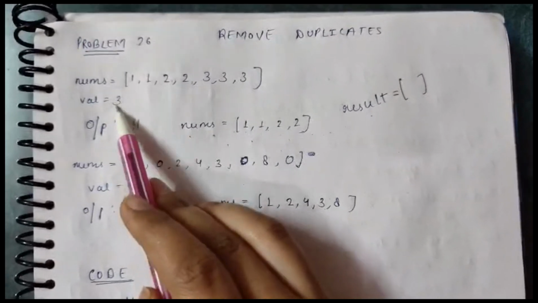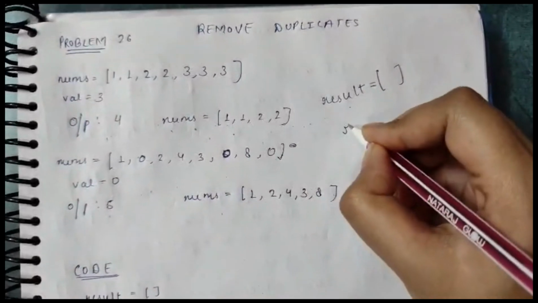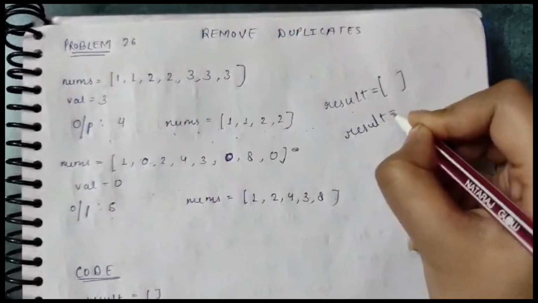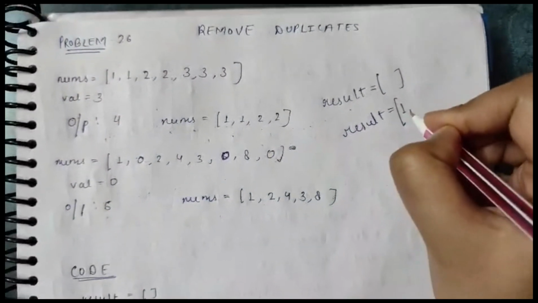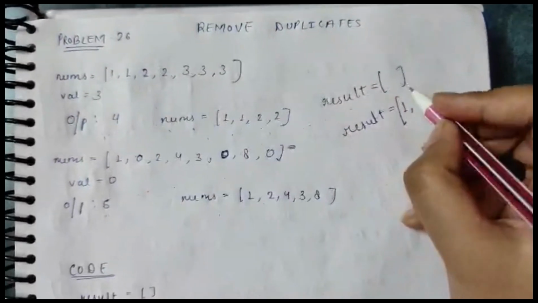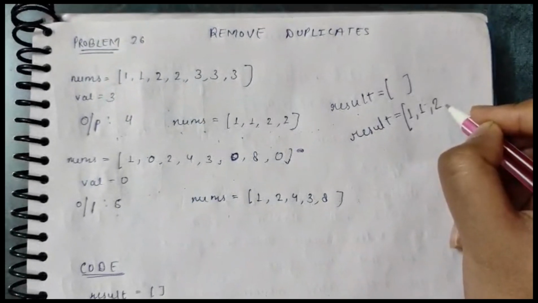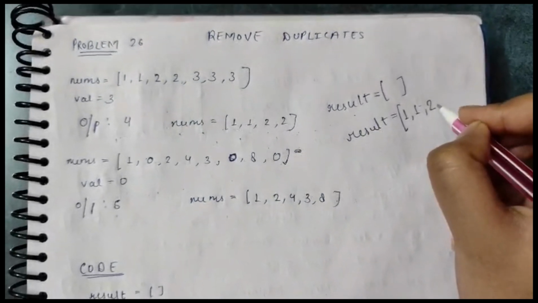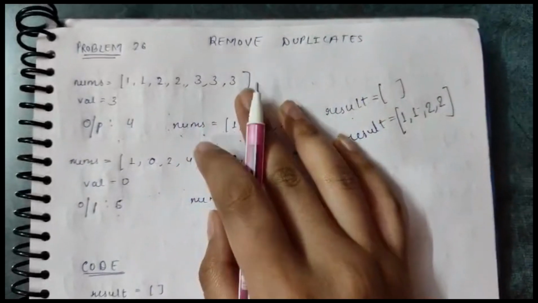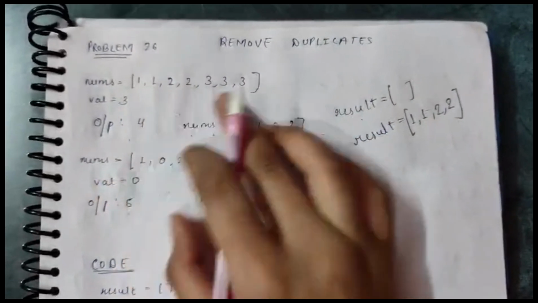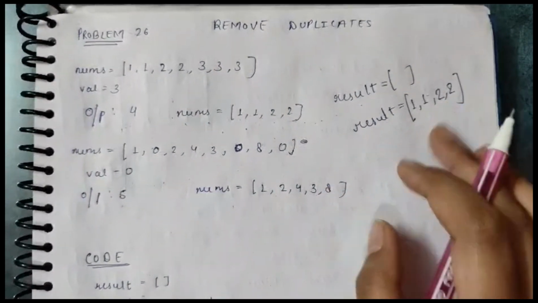Like 1 is not equal to 3, so we append it into result. Then 1 is not equal to 3, so 1 will be appended. Then 2 is also not equal to 3, so 2 will also be appended. Then again there is a 2, so 2 will again be appended, but we will not append any 3's. When it is equal to value, we will not append it. So our result array will look like this.